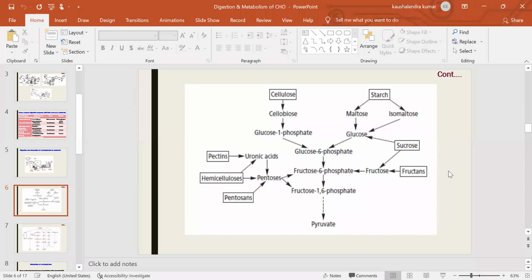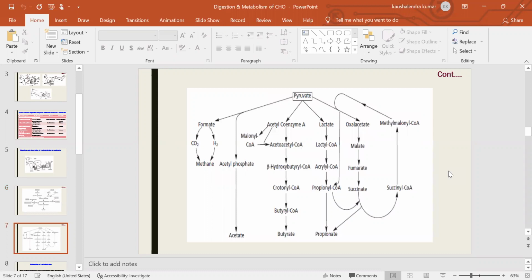Like starch, they are converted to maltose, isomaltose, then glucose 6-phosphate, fructose 6-phosphate, fructose 1,6-diphosphate, and then pyruvate. Like pectin, hemicellulose, pentosans, sucrose, fructose, finally they are converted to pyruvate. And different kinds of gases are also produced during that process.